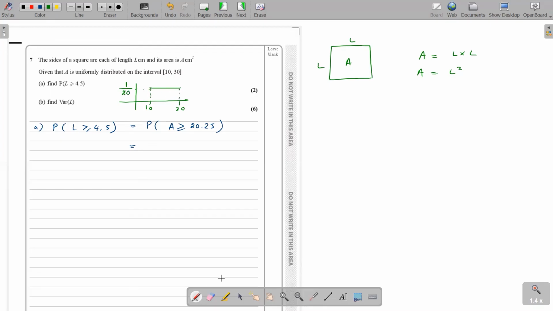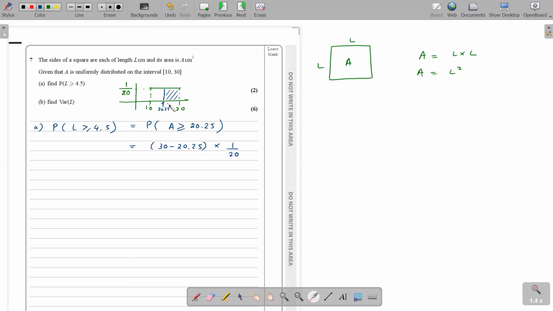So area greater than 20.25 is basically, you have to get the area from where to where? From 20.25 to 30. That area is what we need. So 30 minus 20.25 is the length, times width 1 over 20. Do you understand? Because it's a rectangular distribution, the y value of the distribution is found by 1 over b minus a, 1 over 30 minus 10. That's the height of the rectangle, 1 over 20.